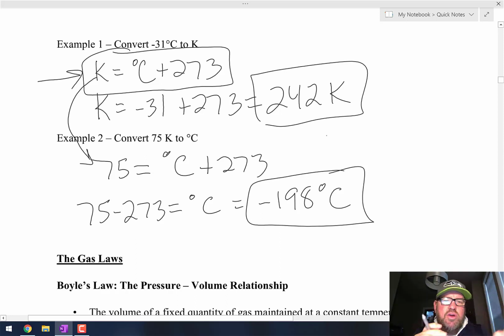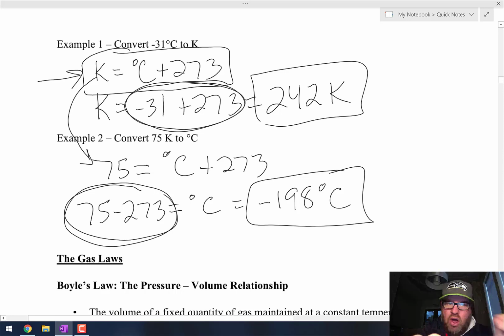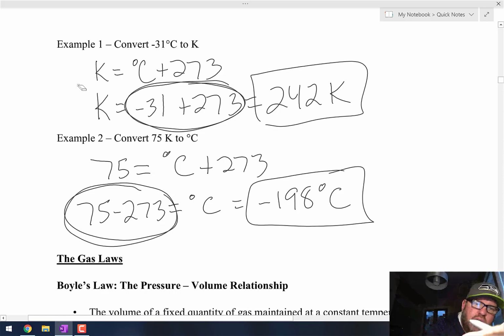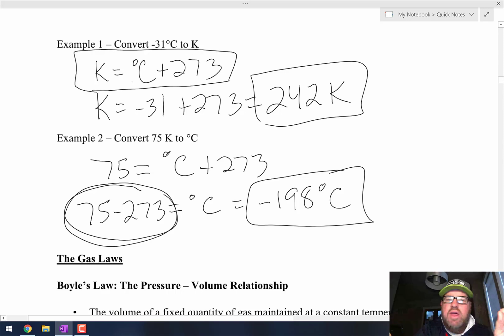So anytime you're converting between Celsius and Kelvin, you're either going to be adding 273 like we did here, or you're going to be subtracting 273. How do you know? Again, always start with our equation right here that Kelvin equals degrees Celsius plus 273. If they give you the Celsius temperature, you plug it in here, and then you add 273. If they give you the Kelvin temperature, you plug it in here, and then you subtract 273.